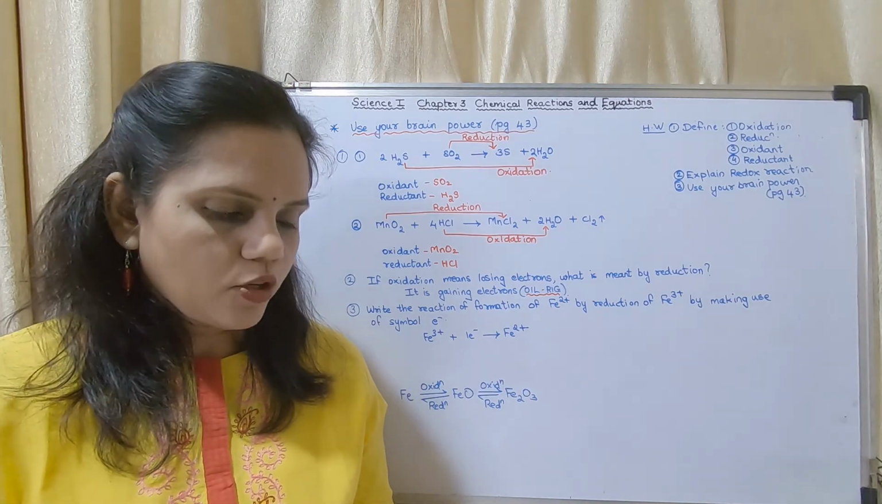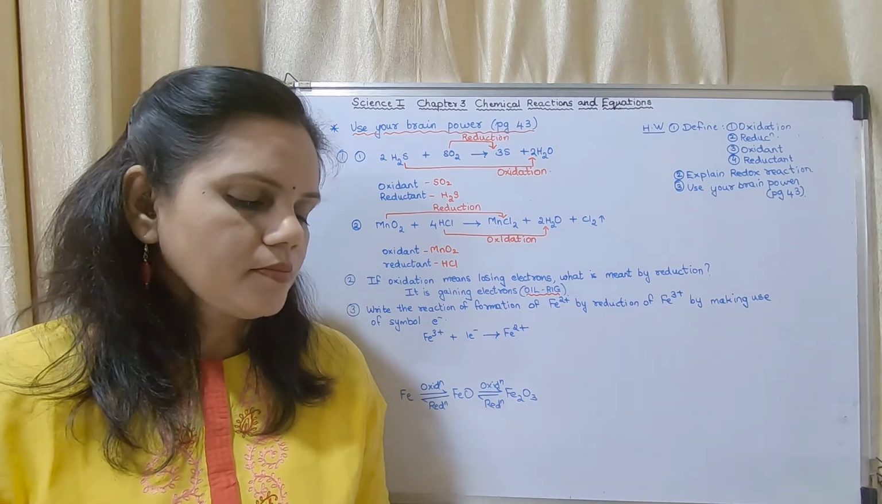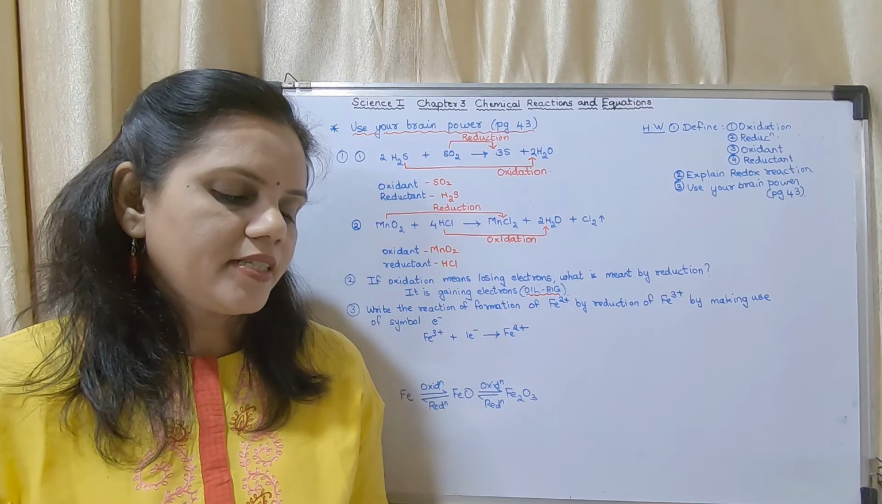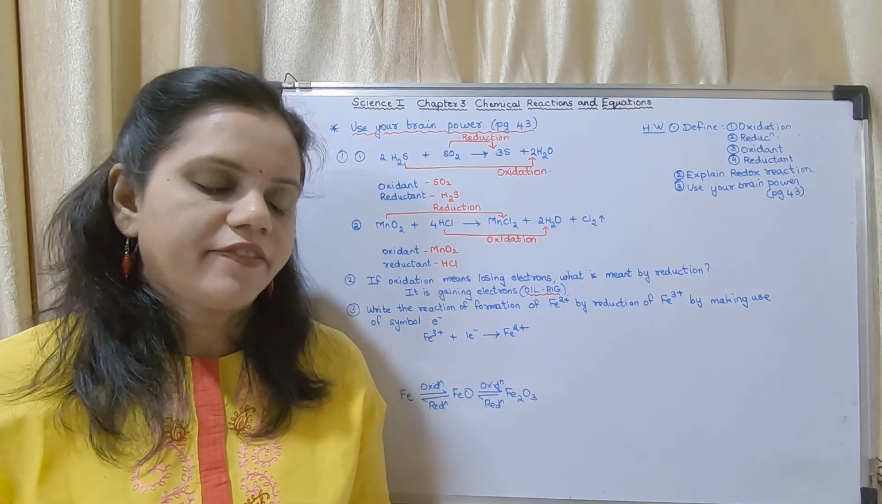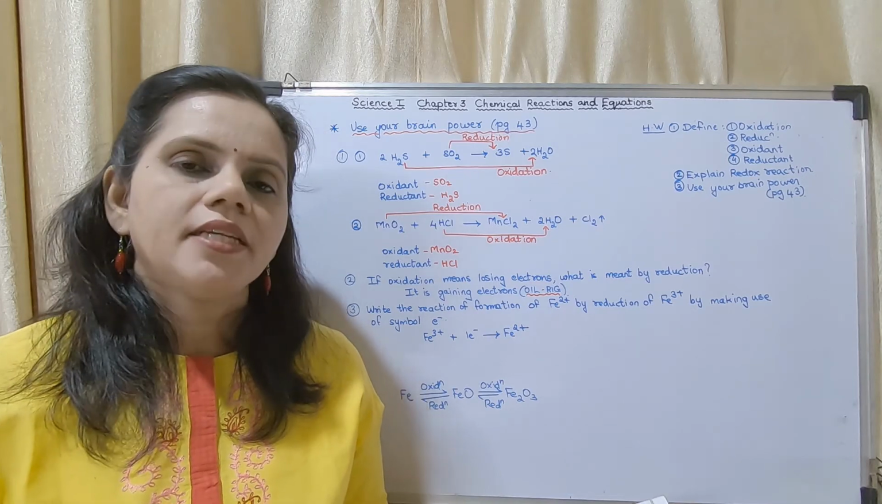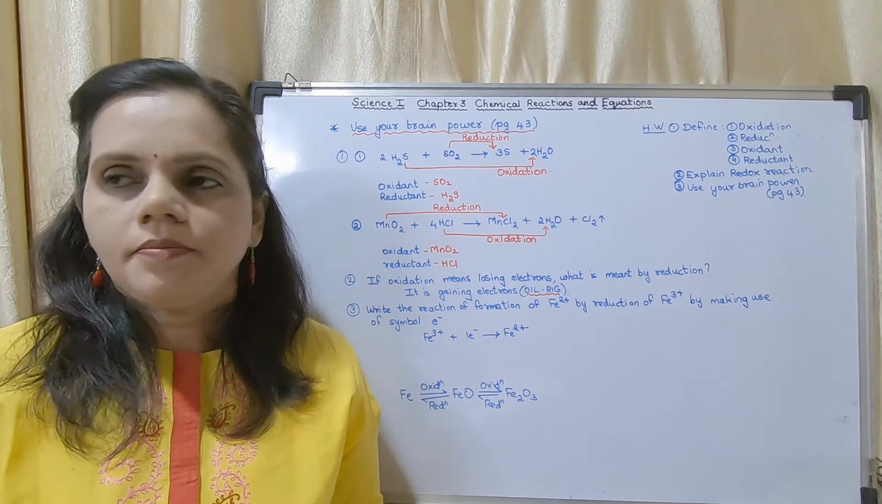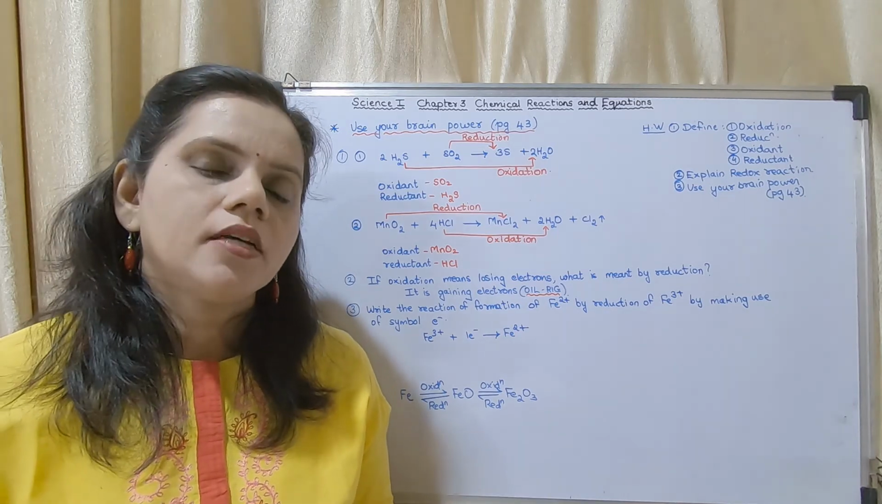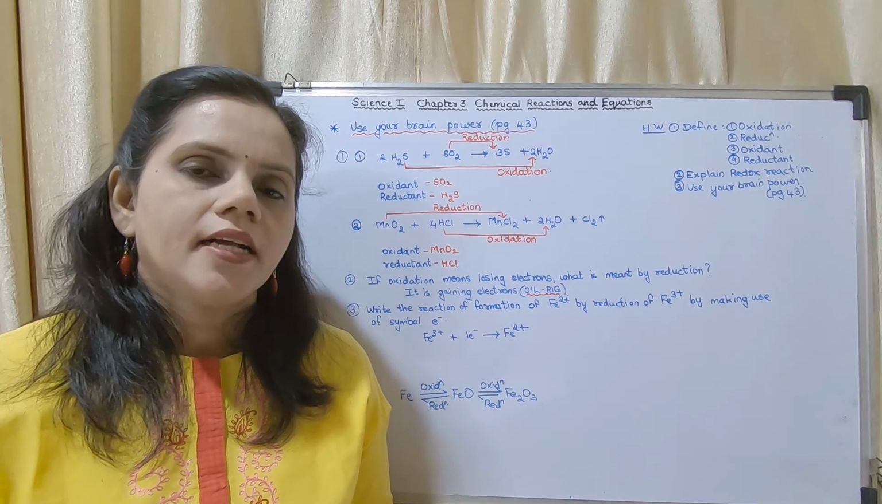Now, the next is on page number 43. Think about it. The luster of the surface of the aluminium utensils in the house is lost after a few days. Luster means shine. Shine of aluminium utensils is lost. Now what happens when aluminium is exposed, when it is heated?